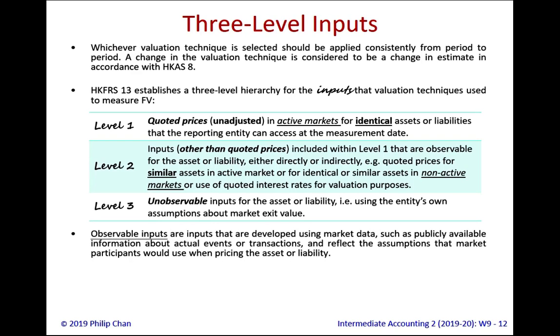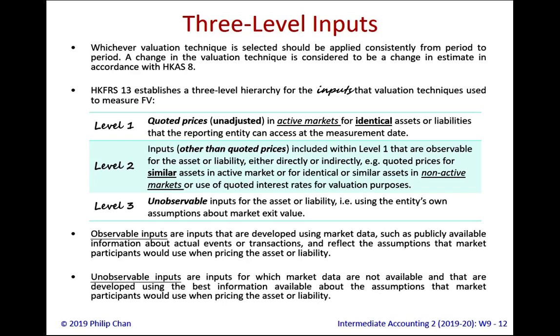Now, let's define the terms observable and unobservable inputs before I give you an example. Observable inputs are inputs that are developed using market data, such as publicly available information about actual results, events, or transactions, and reflect the assumptions that market participants would use when pricing the assets or liabilities, which is of course different from unobservable inputs. Those are more in-house data. They are used where market data are not available, and are developed using the best information available about the assumptions that market participants would use when pricing the assets or liabilities.